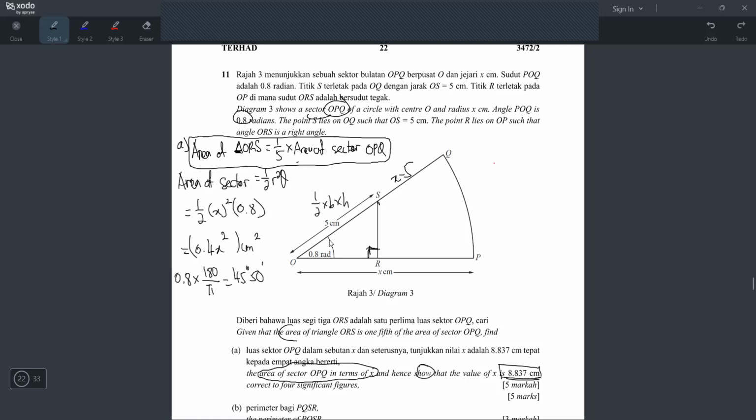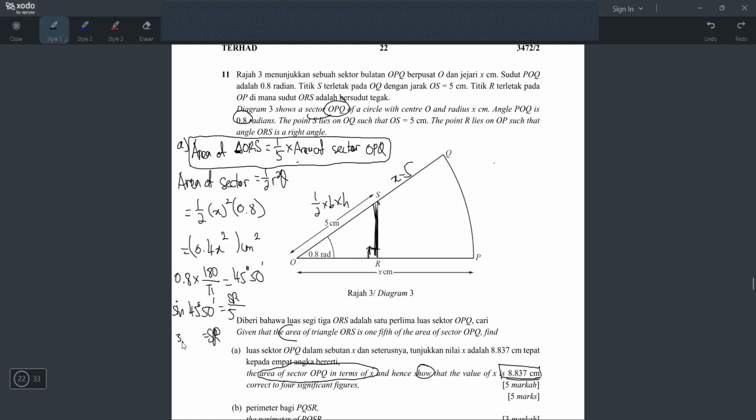Now I can use SOHCAHTOA to find these two lengths. I will find SR first. If I want to find SR, which one will I use? I'm finding the opposite, and I have the hypotenuse. The adjacent I don't have. So if I want to find the opposite and I have the hypotenuse, it's definitely sine. So sine 45 degrees 50 minutes equals opposite over hypotenuse. The opposite is the SR length, the hypotenuse is 5. So you can find the SR length easily now. Just press the calculator: sine 45 degrees 50 minutes, then times 5.